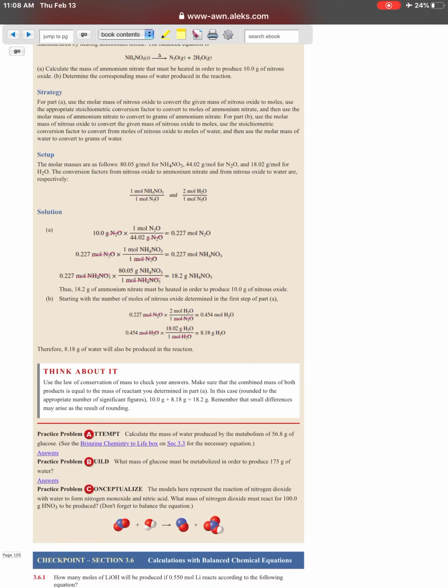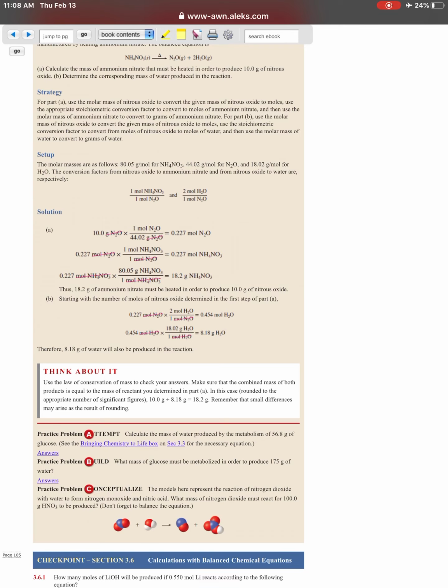If you are struggling with dividing by molar mass or multiplying by molar mass to get grams or moles, go back to section 3.4 and rework those problems, mass to moles, moles to mass. These are now steps in more complicated problems, so you've got to have those down.